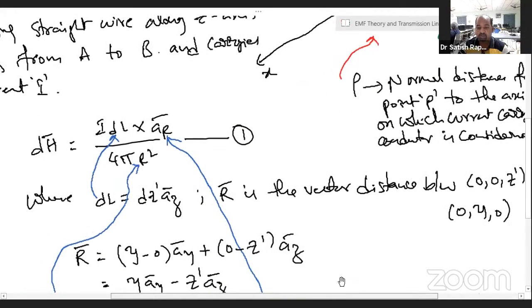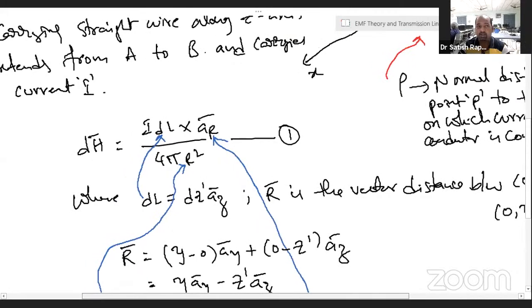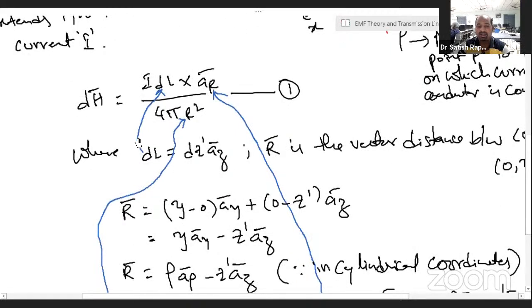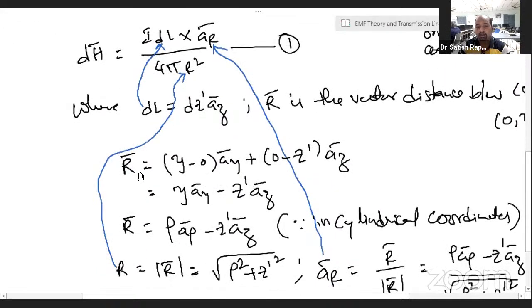So from Biot-Savart's law, that is equation 1, dl is dz dash az bar, because the current carrying conductor is considered on the z-axis and the differential element is at (0, 0, z dash). So dz dash az bar, and r bar is the vector distance between the two points. So what are those two points?